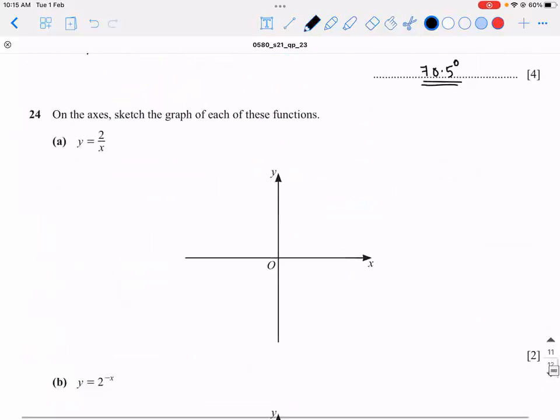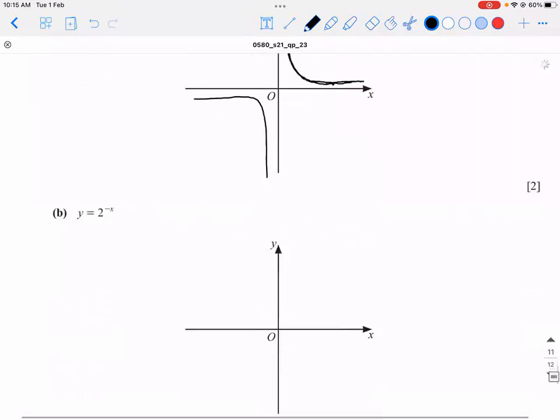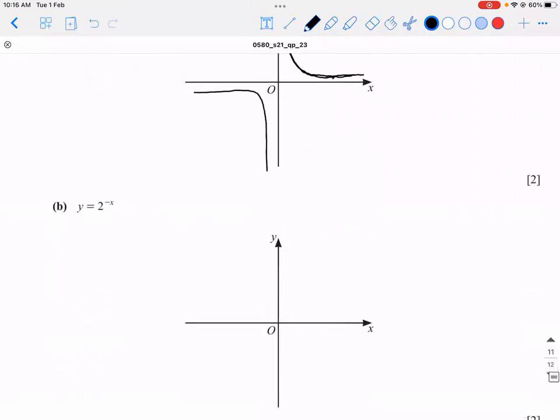And now on the axes, sketch the graph of each of these functions. y is equal to 2 by x. What kind of graph is it? It is a reciprocal graph, correct? Reciprocal graph. So how does this reciprocal graph look? This is the reciprocal graph of y is equal to 2 upon x.